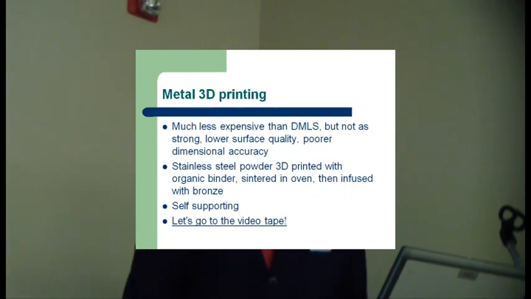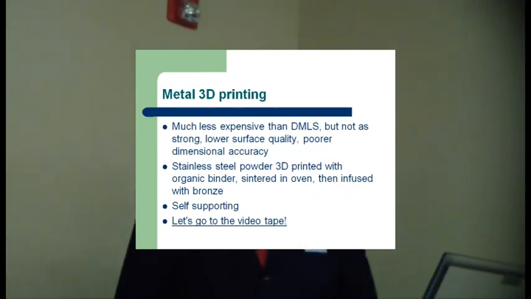Now, there's another alternative if you have to have a metal product. It's metal 3D printing. I only know of one place commercially that is making that available, which is Shapeways. And it's much less expensive than direct metal laser sintering, but it's not as strong. The surface quality is not very good. The dimensional accuracy is not as good. And it's made from a stainless steel powder, which is printed with an organic binder, sintered in an oven, and then infused with bronze. So it's actually a sort of bimetallic composite. And I actually have a video to demonstrate how it works.